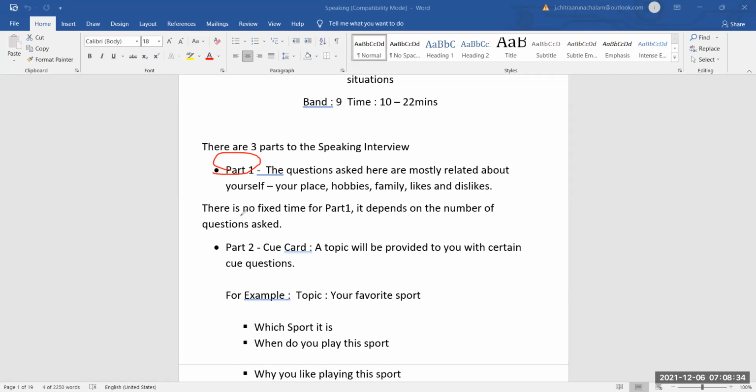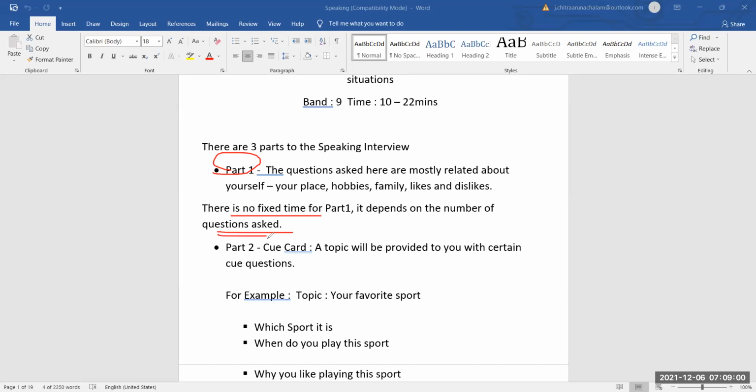And there is no fixed time at all. We cannot predict how many questions will be asked because it completely depends on the number of questions asked by the examiner. He may ask you 4 questions. He may ask you 10 questions even. So it completely depends on the examiner. And here you don't have preparation time at all.